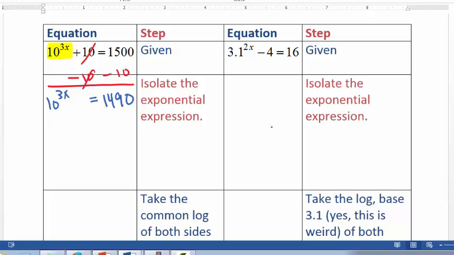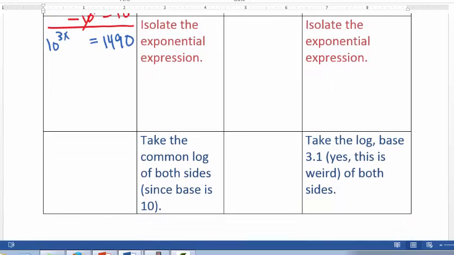Okay? Now that we've reached this point, what we're going to do is take the common log of both sides. Right? And remember, common log is base 10, and the reason we're taking the base 10 log is because the base of our exponential is also 10. So how do I do that? I basically just write log in front of both sides, right? So I have the log of 10 to the 3x equals the log of 1490.